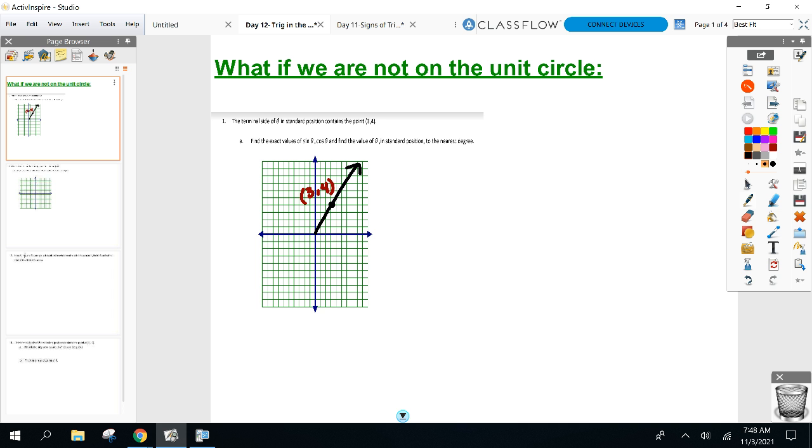All right, here's the problem today. That only works, that sine's the y coordinate, if we're on what type of circle? What's that circle called again? The unit circle. (3, 4) is not on the unit circle.